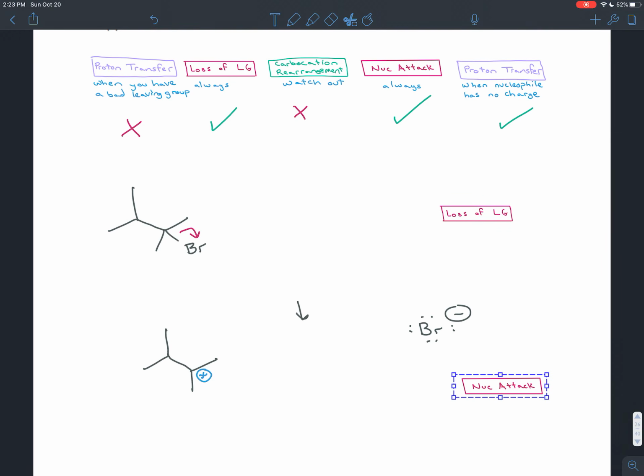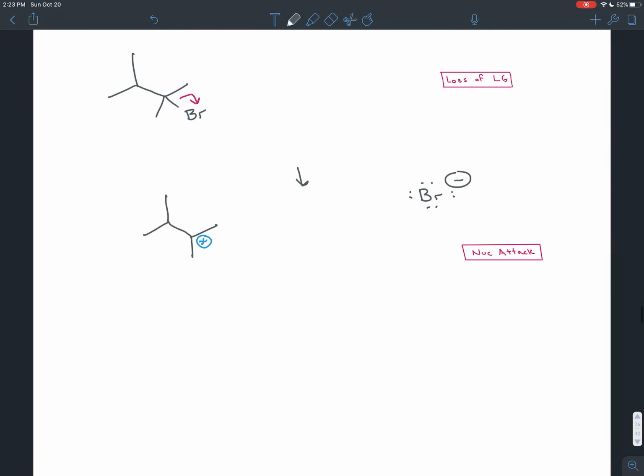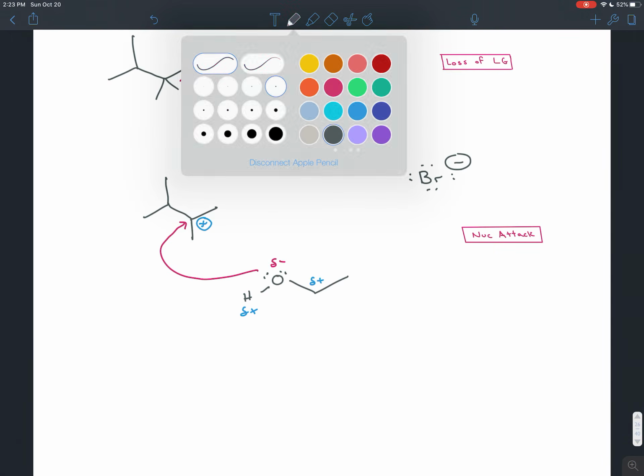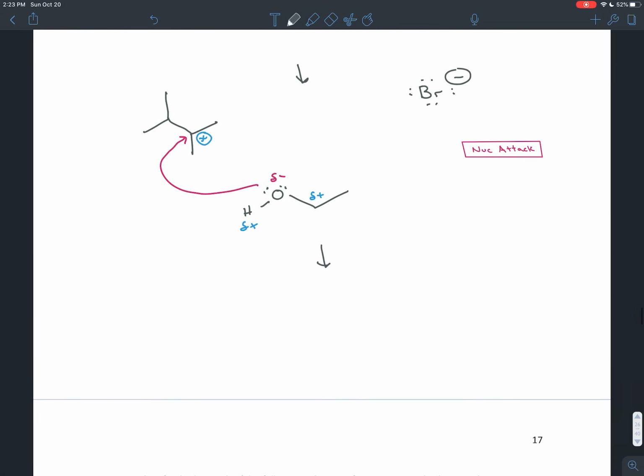The next step that we have is nucleophilic attack. Our nucleophile is ethanol, drinking alcohol, so I'm going to draw that down here. That oxygen is really electronegative, so it pulls electrons to itself. The carbon that it's bonded to and the hydrogen are both slightly positive. Also note that the oxygen has 2 lone pairs. So the oxygen is very clearly our nucleophile, and it attacks the full positive charge in the electrophile, the carbocation. So there's our nucleophilic attack.